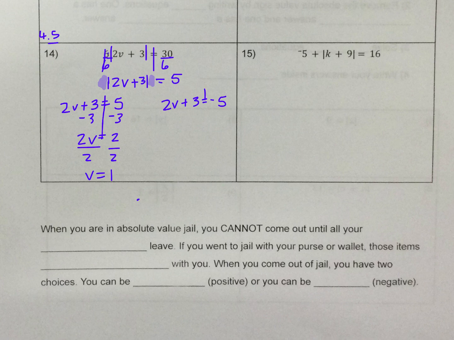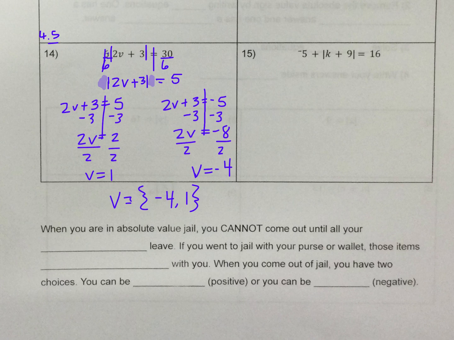All right, let's do the same thing over here. Subtract 3. I got 2v equals negative 8. Divide by 2, v equals negative 4. So now when I write that, I'm going to write it inside my squiggles. V equals negative 4, 1.